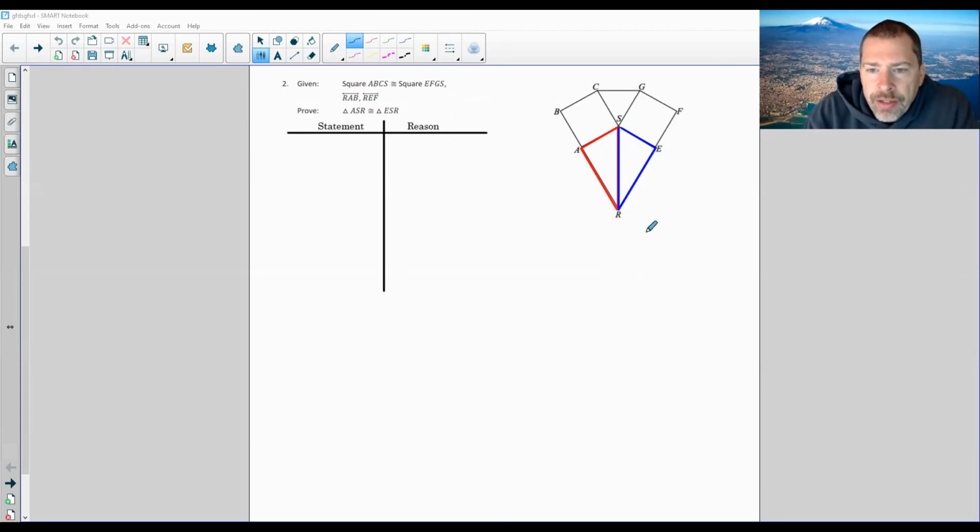I'm not going to pull these out of the diagram here because it's clear enough what's going on here. They're also saying square ABCS is congruent to square EFGS. So that's the first thing I want to say. Square ABCS is congruent to square EFGS.